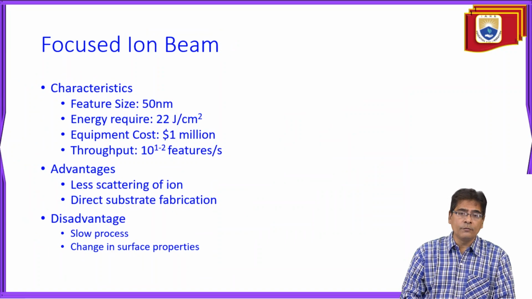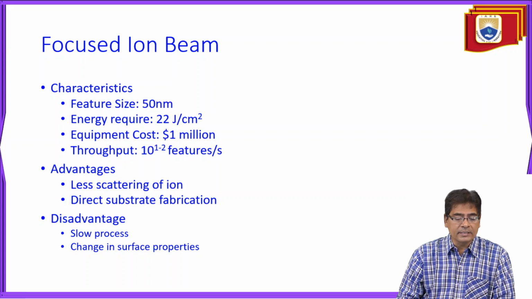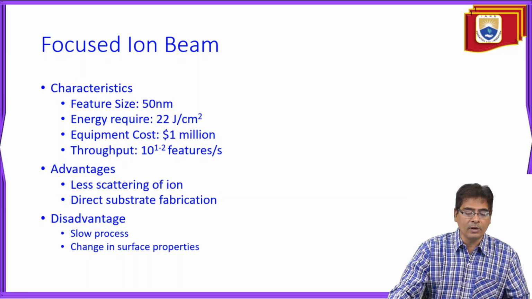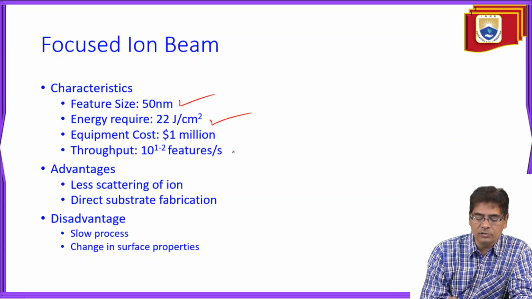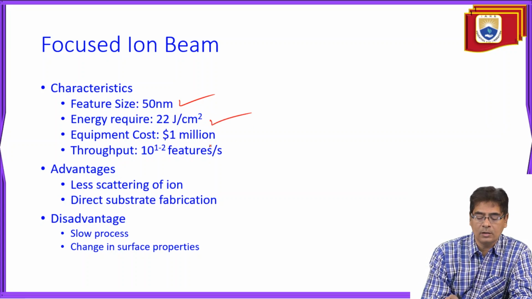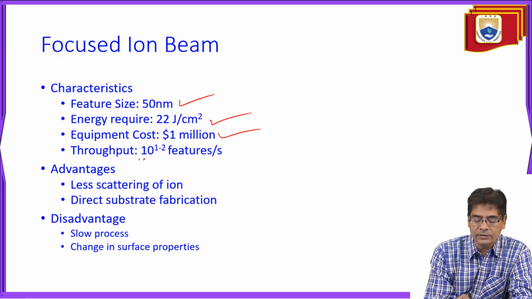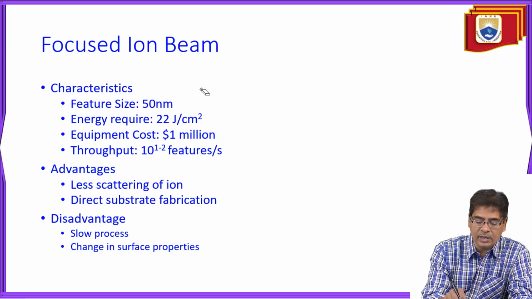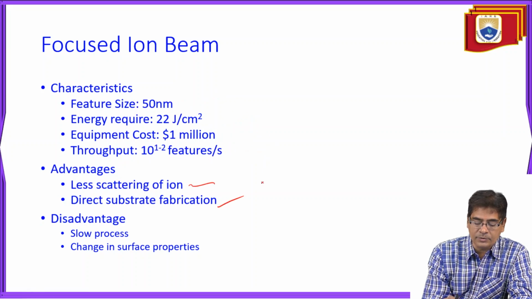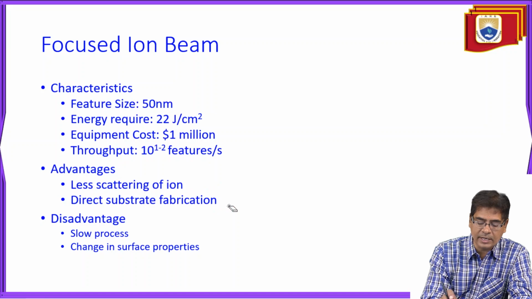When we speak about focused ion beam, the characteristics are: feature size around 50 nanometers, energy required 22 joules per centimeter square, equipment cost $1 million here also, and throughput of 10 to the power 1 to 12 features per second. The advantages are low scattering of ions and direct substrate fabrication.